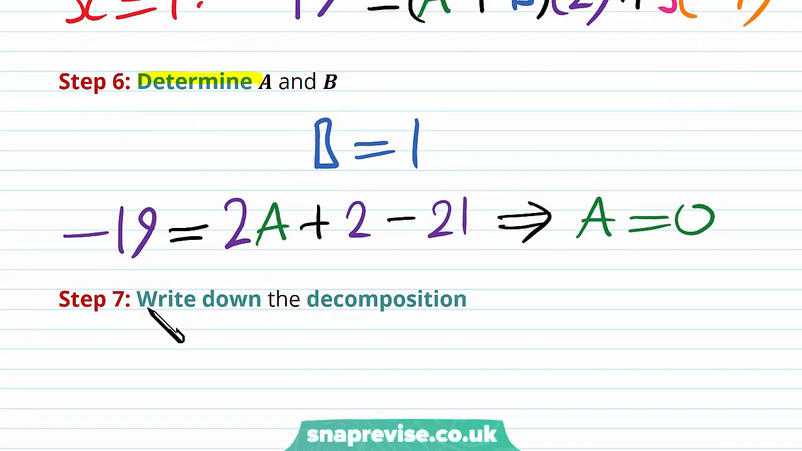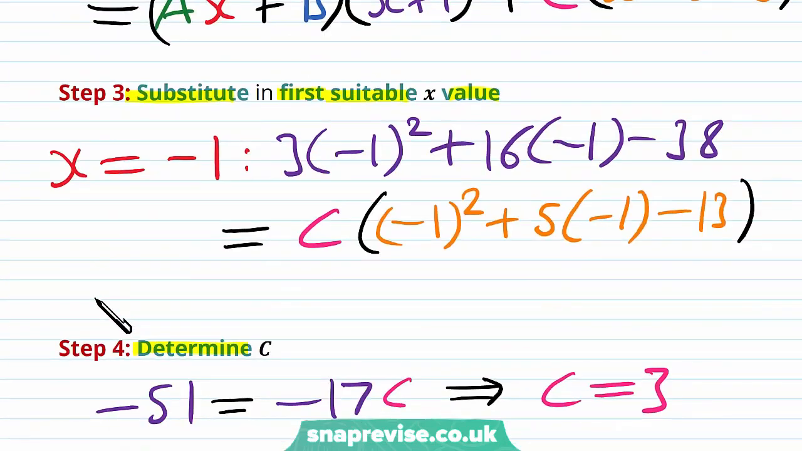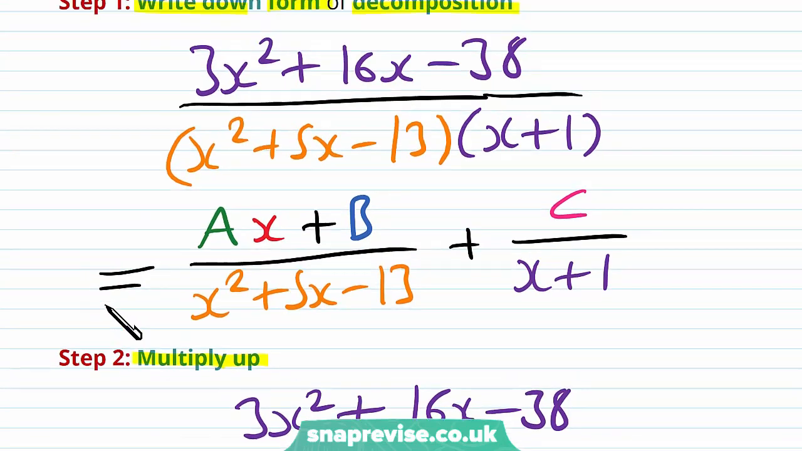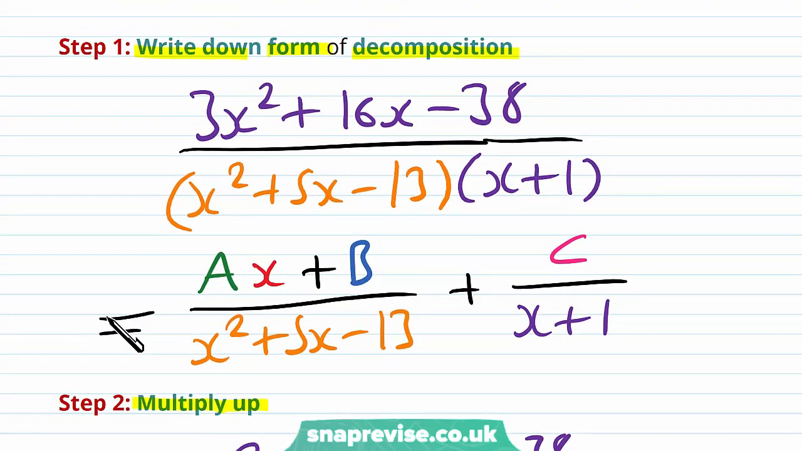Our last step is to write down the decomposition. Notice in this case that because a was 0, we needn't have actually guessed the form ax plus b, but that was because in this specific case we were lucky. In general, you should always guess ax plus b whenever you have a quadratic factor.